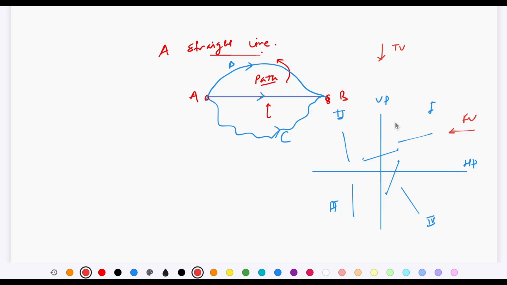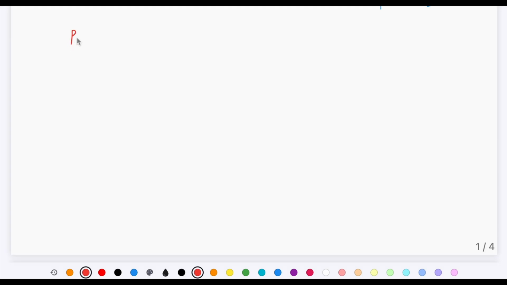And that is basically an orthographic projection of a straight line. Now there are certain positions of a line with respect to the horizontal plane and vertical plane that can be generalized.